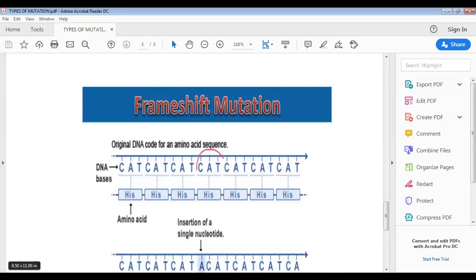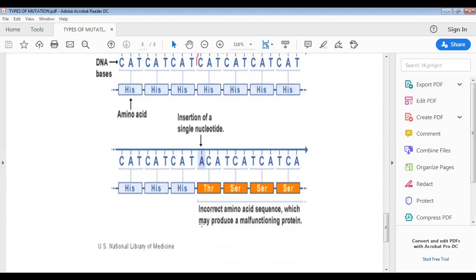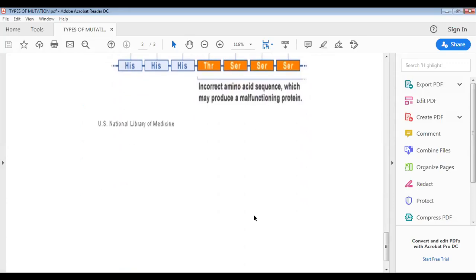See, here is the figure. You will be able to easily understand what is addition and deletion. Original codons of an amino acid, all coding histidine. But if there is insertion of a single nucleotide, the change is this: suppose it is CAT, CAT, CAT, CAT. Up till now it is histidine. Now only one addition of A is there, and now it is coding for serine. One is being changed. So insertion of a single nucleotide will form an incorrect amino acid sequence and the functioning of proteins will be hampered or incorrect.